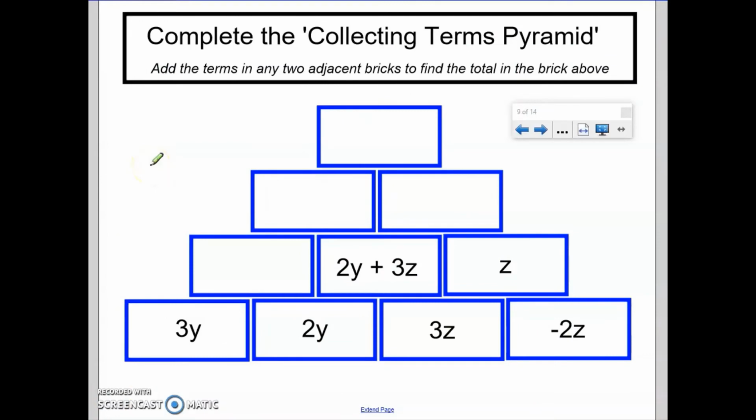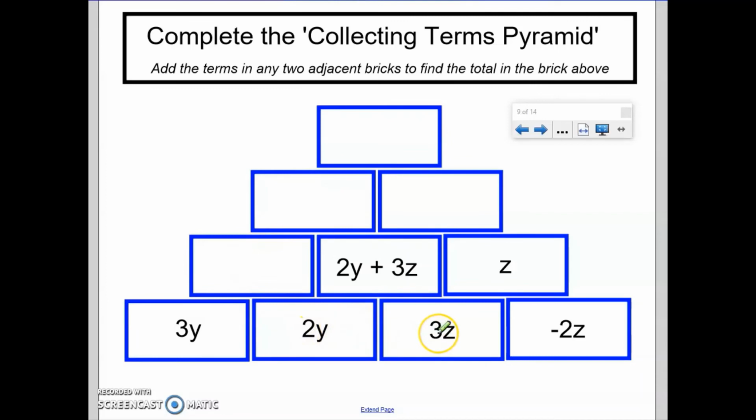Okay, so your next task is a collecting terms pyramid. So this will really test your understanding of collecting like terms and simplifying expressions. What you need to do here is add the terms in any 2 adjacent bricks in order to find the total of the brick above. So for example, you would add 3y to 2y to find the answer of this brick.